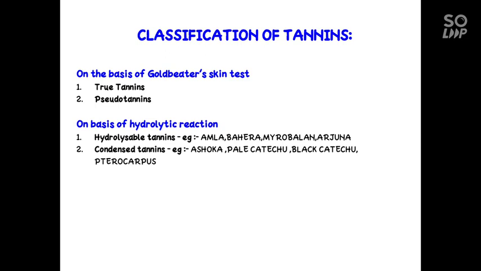Hydrolyzable tannins are the ones which are easily hydrolyzed by the mineral acids or tannase enzyme. Examples are Amla, Bhoir, myrobalan, and Arjuna. Condensed tannins. These are the tannins that are not easily hydrolyzed. Examples: Ashoka, pale catechu, black catechu, and pterocarpus.